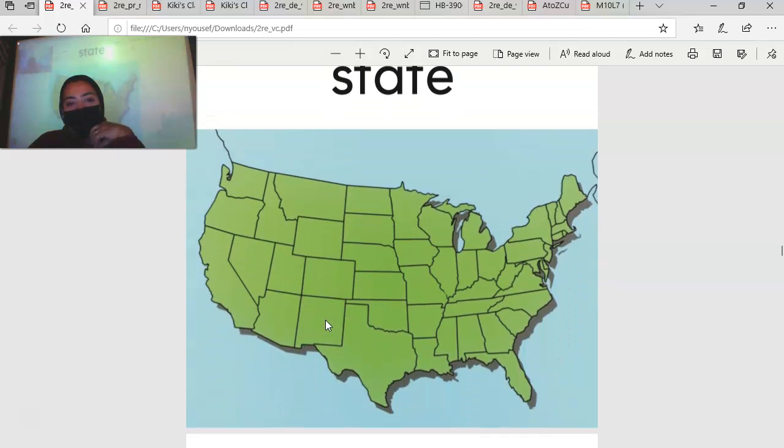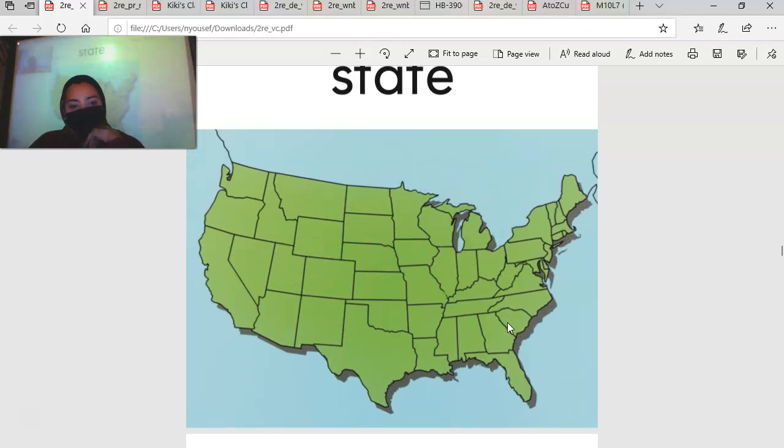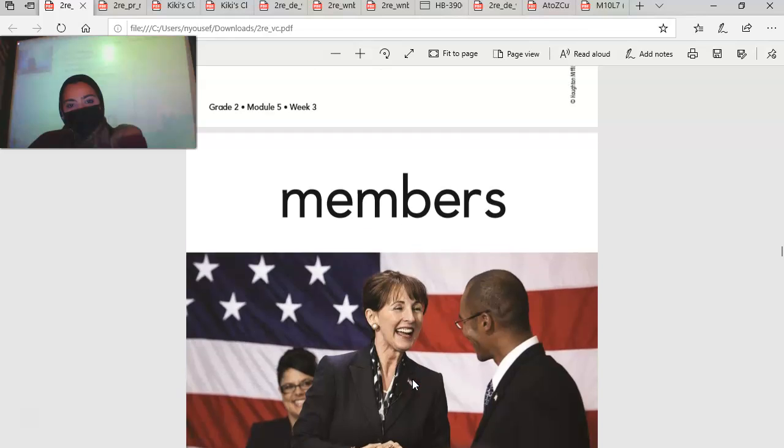State. This is a map of the United States of America, and these little shapes inside are different states. A state is an area of land that is part of a country that has its own government. So there's state, country. The state of Texas is where we live. The country is the United States.